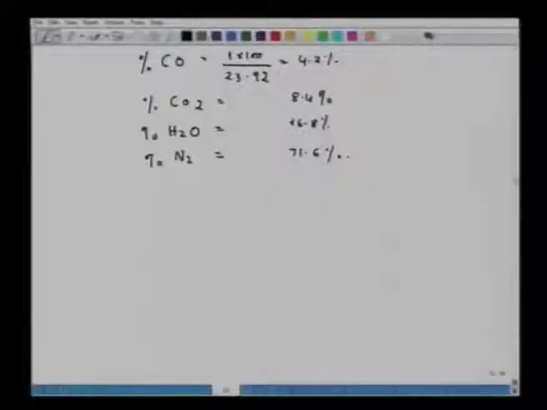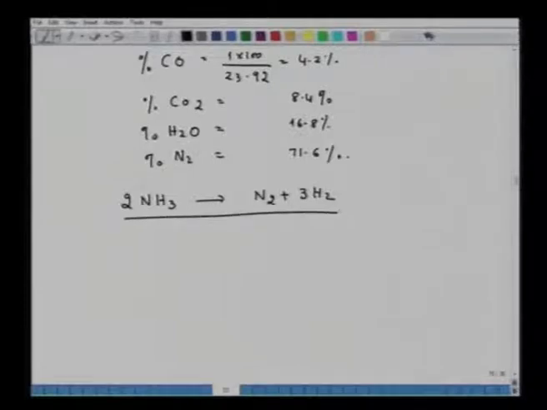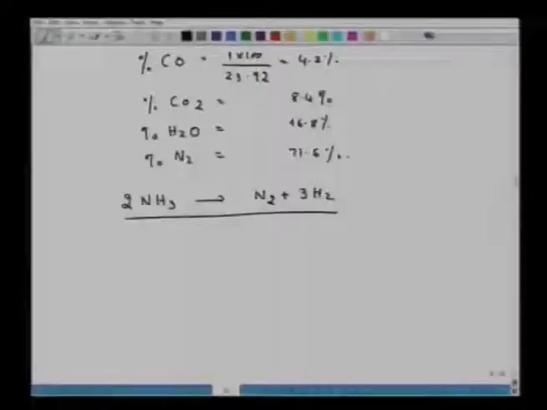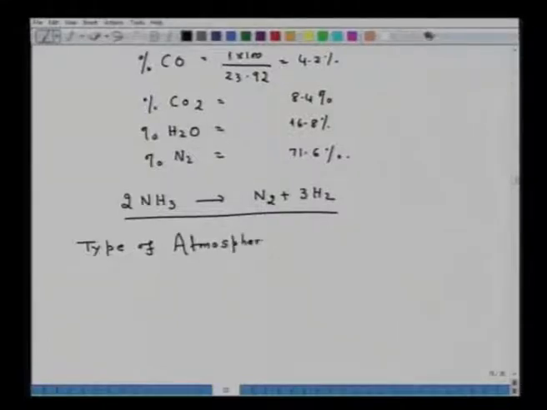Now, in a similar way, for example, 2NH3 can be cracked into N2 plus 3H2. So, you have an atmosphere which contains nitrogen and hydrogen. Now, based on this different proportion of CO, CO2, nitrogen and all these things, we can say what the different types of atmosphere are. So, type of atmosphere: one, we have the endothermic atmosphere, and this endothermic atmosphere consists mainly of CO and CO2, that is, the CO upon CO2 ratio is higher.